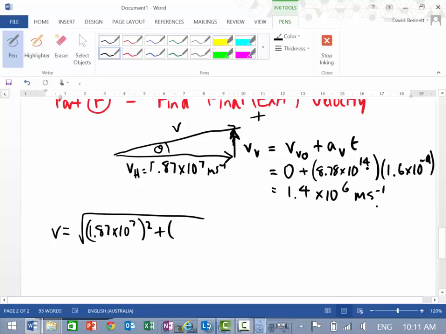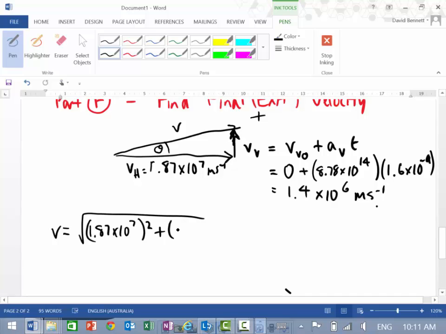8.78, 10 to the 14? Just make sure his calculator works properly. Oh yeah, it is to the 9. To the 9? Negative 9. Negative 9, yeah. You were negative 4. Yeah, well, it's negative 9. Alright, you can't read my writing. I can't read my writing, so good luck.